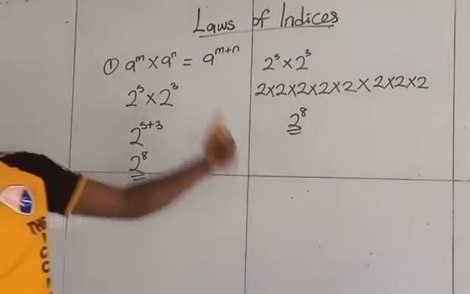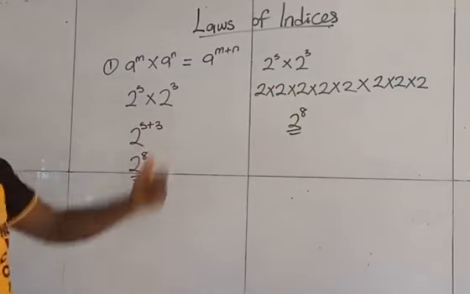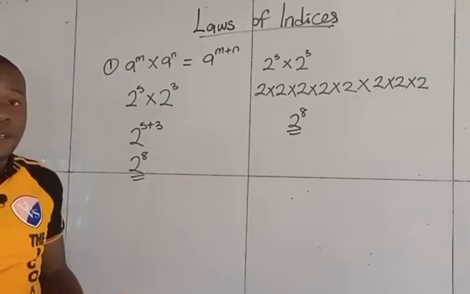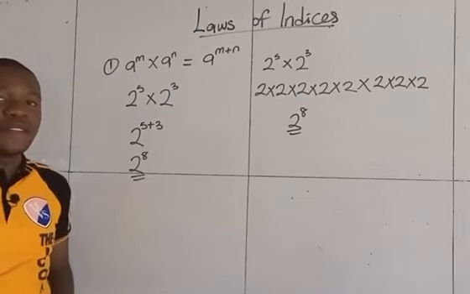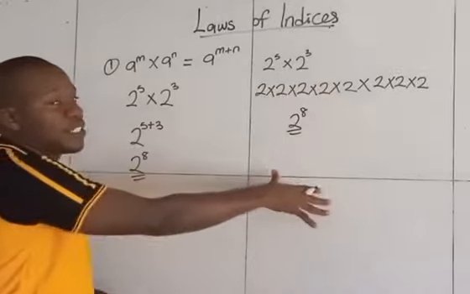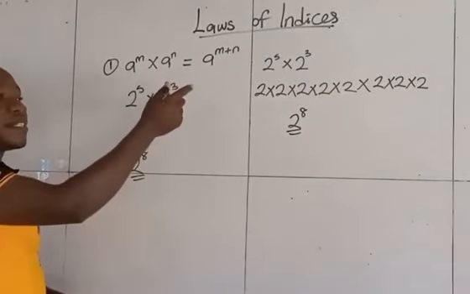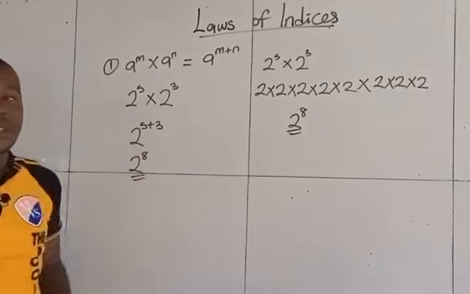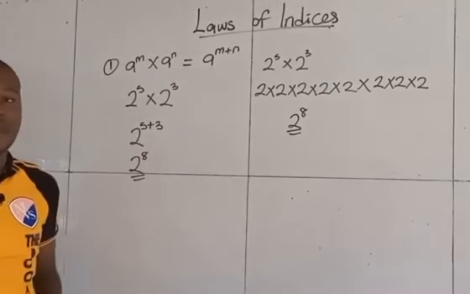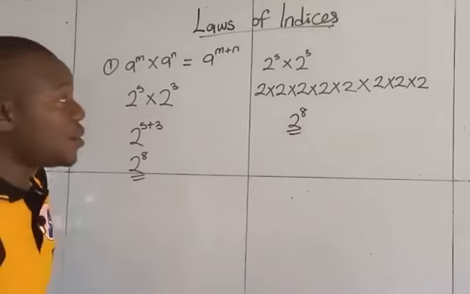But instead of following this rigorous process of expanding, the law, of course, is there to guide us to simplify the work. That is why we have the laws. So instead of having to go through this step, I will just pick out the common base and add the powers, 2 raised to power 8, the same thing. So the laws of indices make the work easier and simpler. This is the first law.